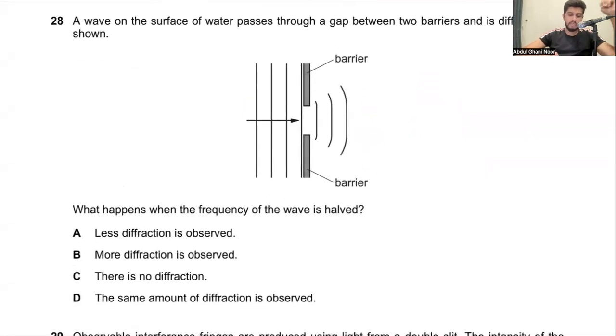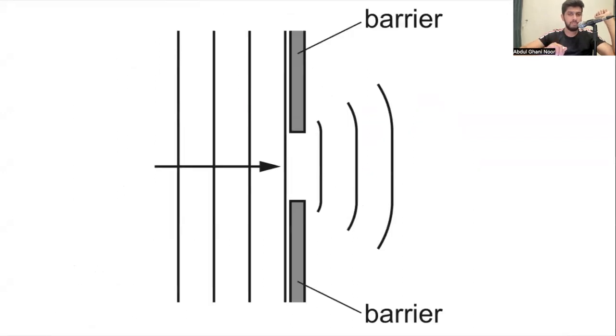Question number 28 says, a wave on the surface of a water passes through a gap between two barriers and is diffracted as shown. What happens when the frequency of the wave is halved? So for that, we need to have a closer look at this diagram. This is my barrier here, and this is my wavelength.